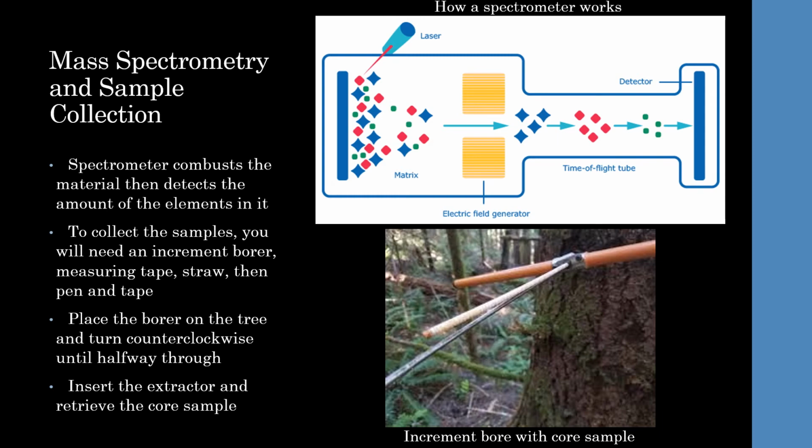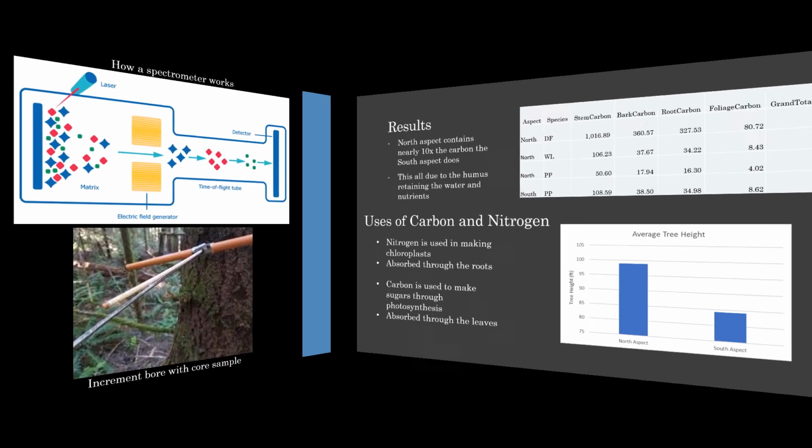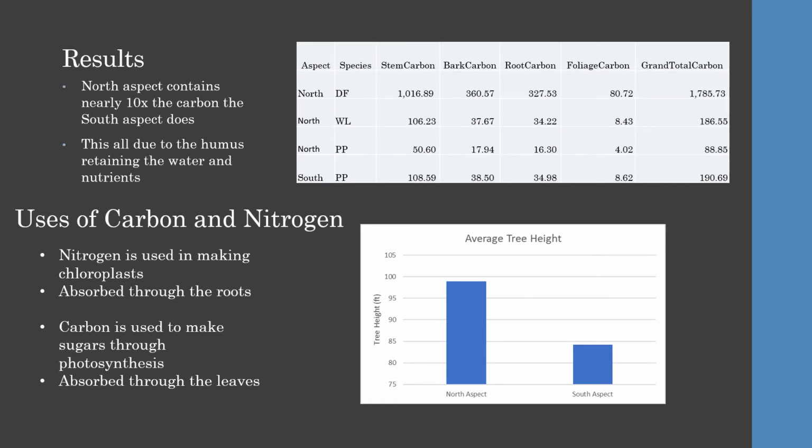22 samples were taken from Kamiak and processed in the spectrometer. The data given is now shown on the right. What this means is that the north aspect has more carbon contained in plants than the south aspect. This is due to the north having more biomass. The more trees an area has, the more sequestration that will occur.